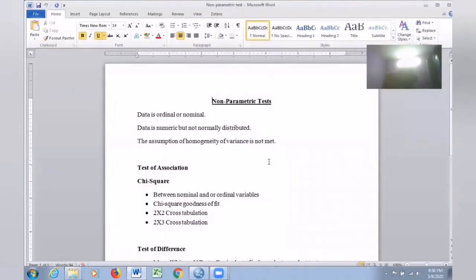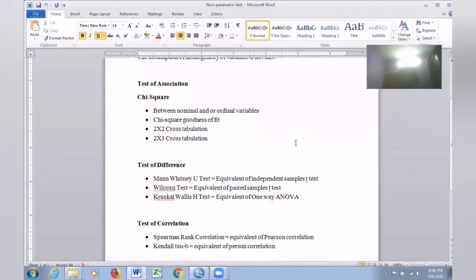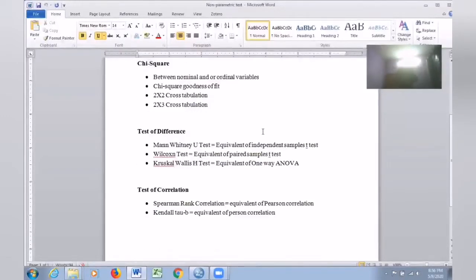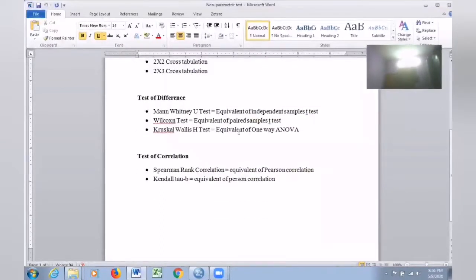Welcome back, friends, to this second part of the session on non-parametric tests. In the first part, we discussed the chi-square, on what occasion it is to be conducted, and the three different situations or needs of using chi-square. In the second part, let us discuss the non-parametric tests with regard to test of difference and test of correlation, which we have already discussed.